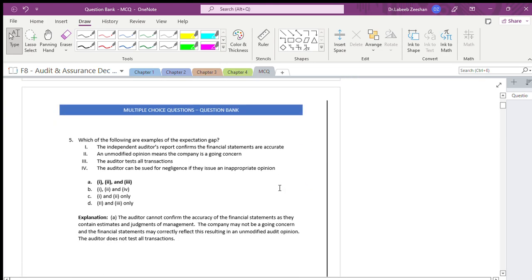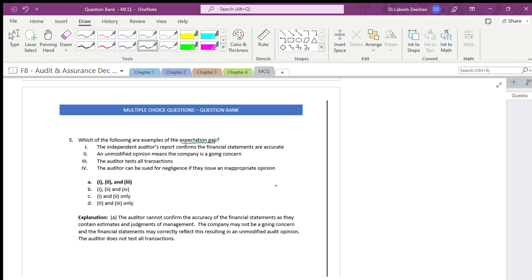Fine. Now, in the examination, these types of questions will be there. You have to analyze it, you have to integrate it, you have to thread it. That's very important. Which of the following are examples of expectation gap? What do you mean by expectation gap? It is what the auditor expects, what the practitioner is expecting, and what the intended user is expecting. Three parties are there: the practitioner, the intended user, and the responsible party.